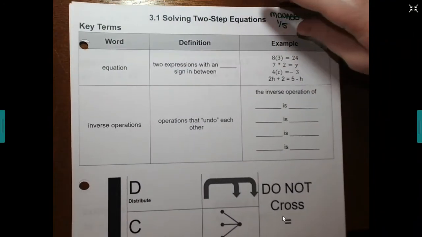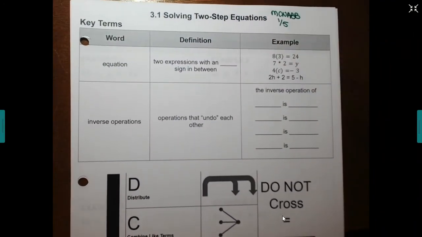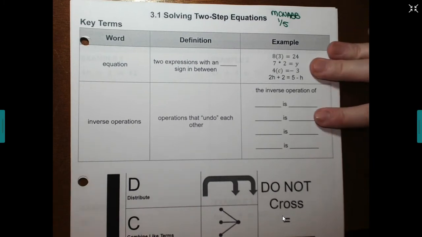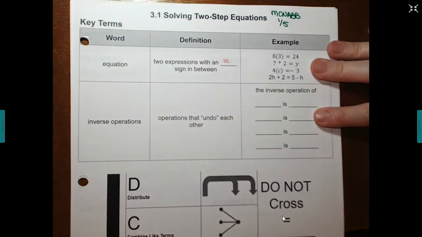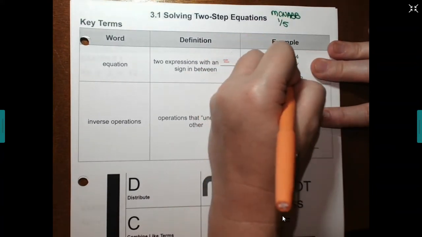So we are going to start with what is an equation. We have gone over this many, many times. I'm sure we are all very comfortable with it. An equation is two expressions with an equal sign in between. All of these are equations.